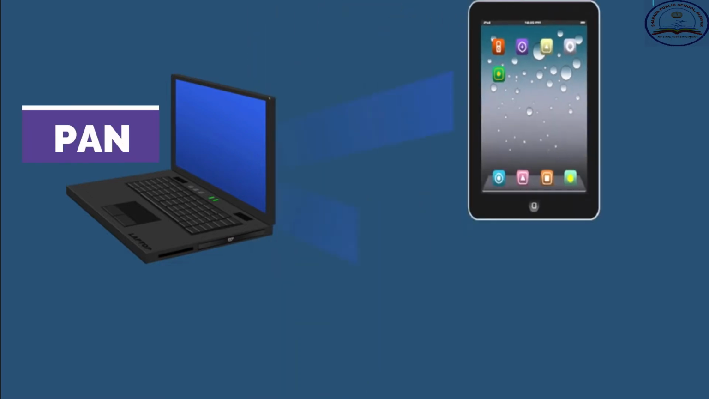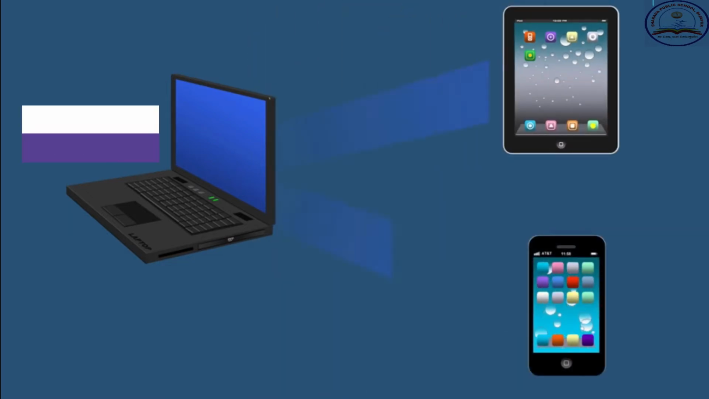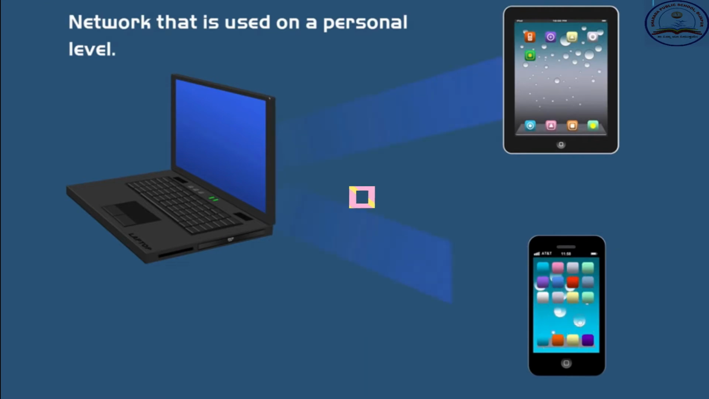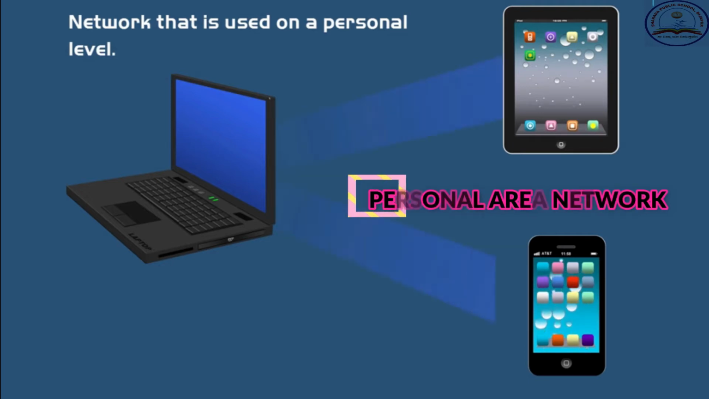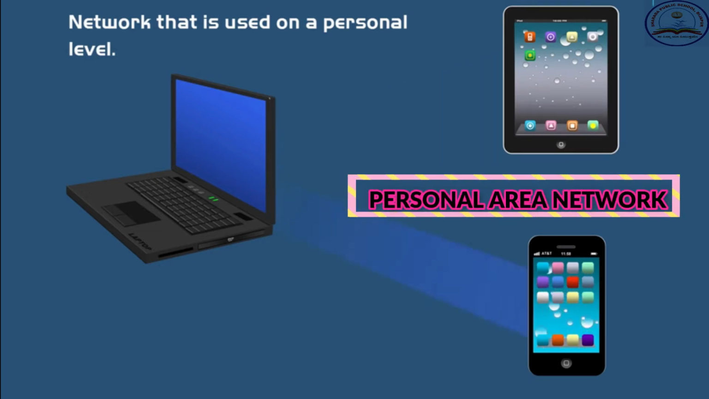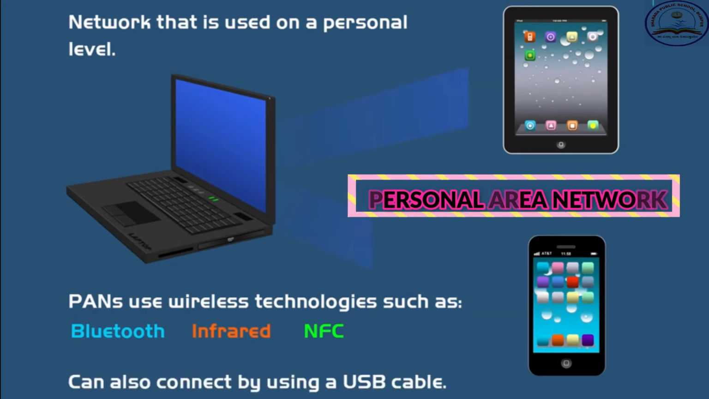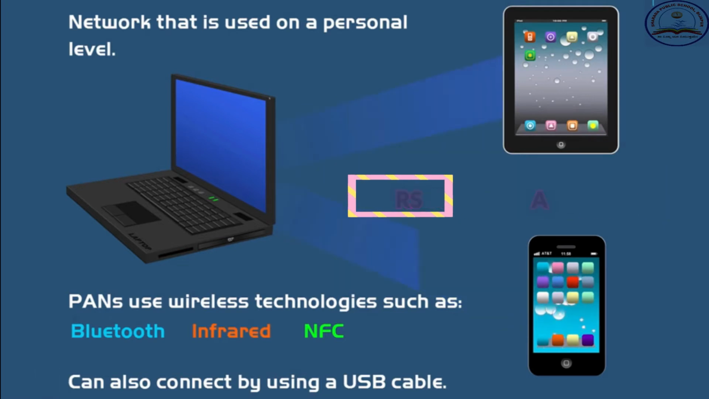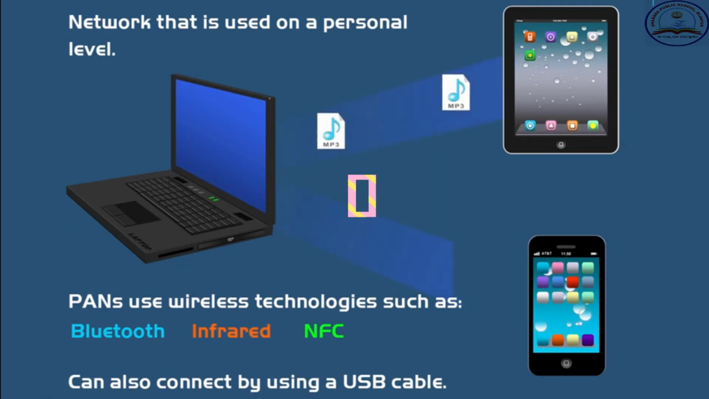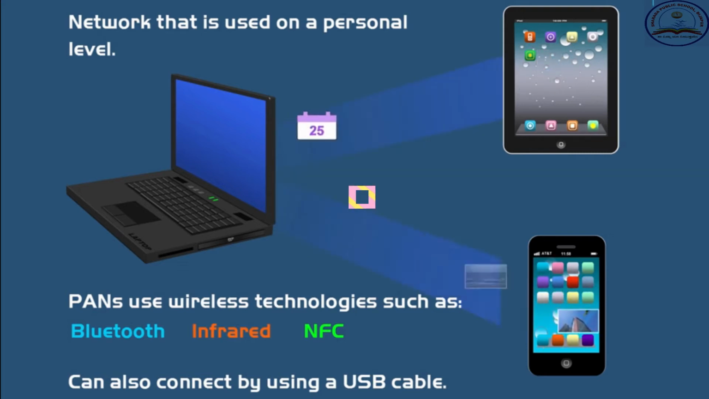Here is a laptop, where you can see a personal area network being constructed with the help of a tab or a mobile, a network that is used at a personal level. So we call it a personal area network. PANs use wireless technology such as Bluetooth, infrared, NFC. PAN can also connect by using a USB cable. Hope most of you have done this, children.